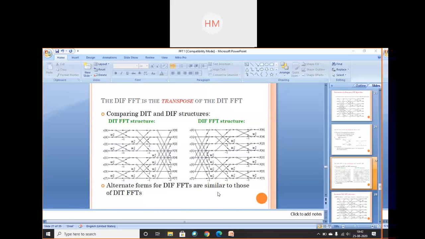Generally what happens, students commit mistakes while drawing this structure. They get confused and draw it very wrong. Just one wrong thing will lead to all the answers being wrong. So your basics should be clear: what is the basic difference between DIT and DIF, and how you have to draw the structures.